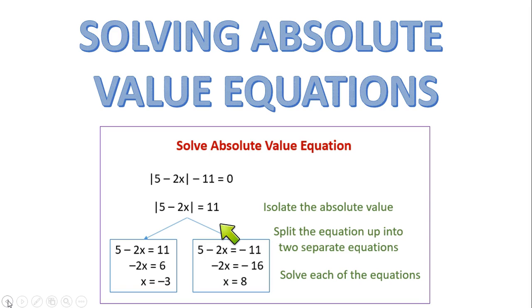When we look at this example, we have the absolute value of 5 minus 2x equals 11. Well, there are actually two different numbers that we can put in as absolute value that have an absolute value of 11. The first is +11, and the second, it would be a -11. And that's why we split the equation into two separate equations and solve each of the equations. Well, let's look at this from a graphic standpoint.